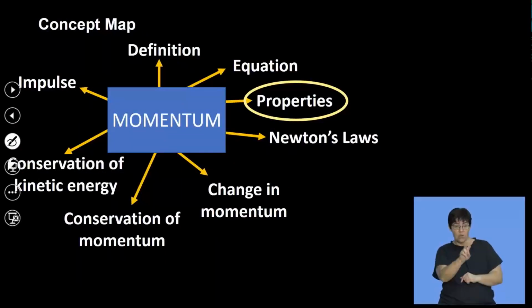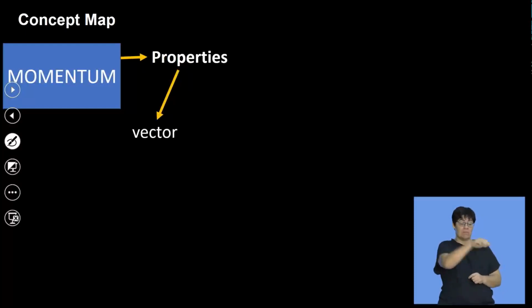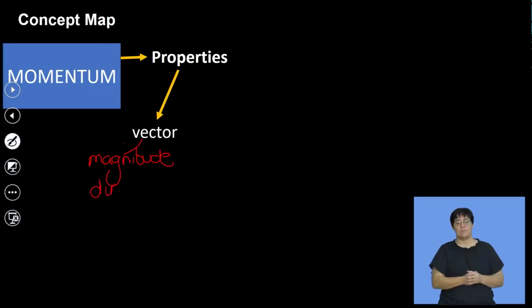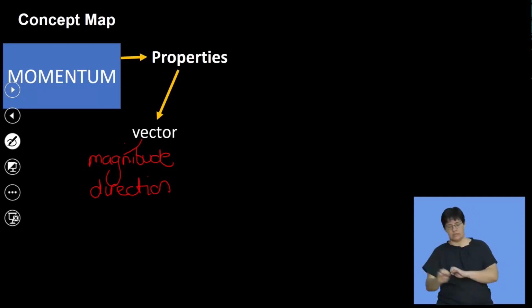Now we need to look at the properties. Okay? We're doing a lot of groundwork today. Properties, number one, it's a vector. What does that mean? So we have to remember that when we define a vector, it means that it has magnitude. Magnitude means size, and it has direction. So we have to be able to give the momentum a direction. So forward, backwards, north, south, east, west, left, right.